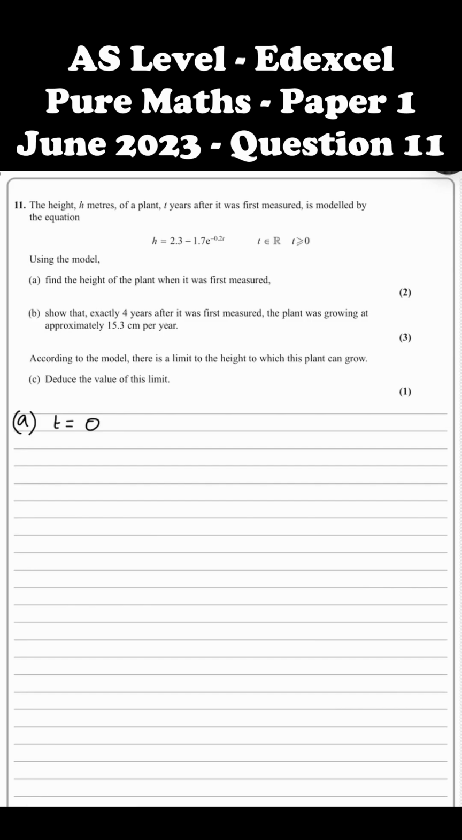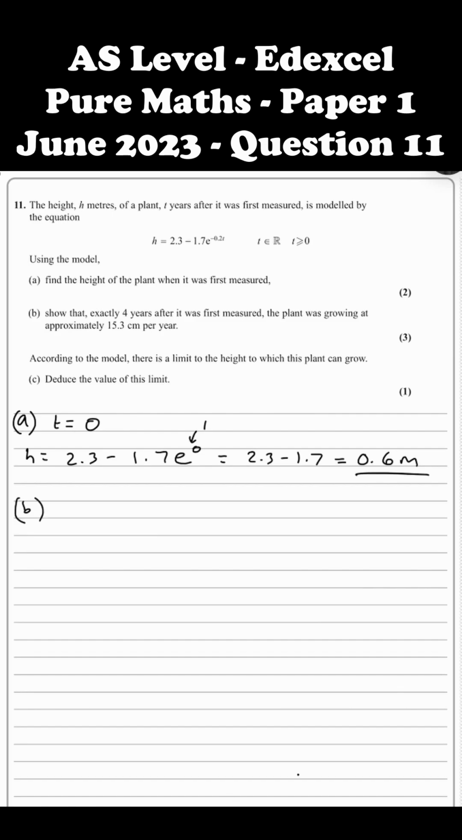No time has passed, so this is going to be h equals 2.3 minus 1.7 e to the power 0. And as we know, anything to the power 0 is just 1. Therefore, we have 2.3 minus 1.7, which is 0.6 meters, the initial height of the plant.